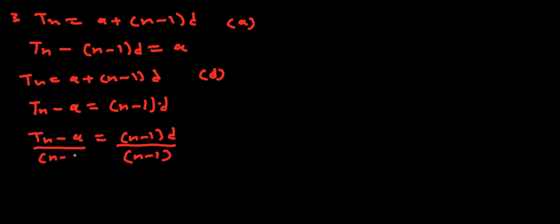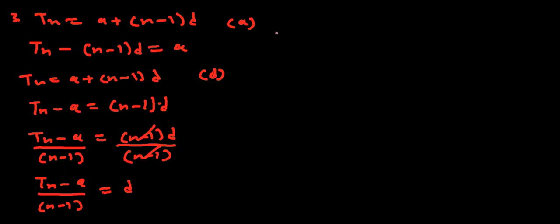Divide both sides by n minus 1. Therefore, n minus 1 cancels out n minus 1. It means (Tn minus a) over (n minus 1) will be equal to d. Therefore, d is our subject of the formula.